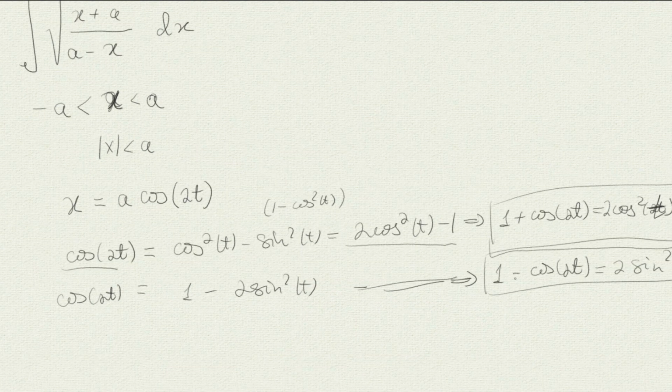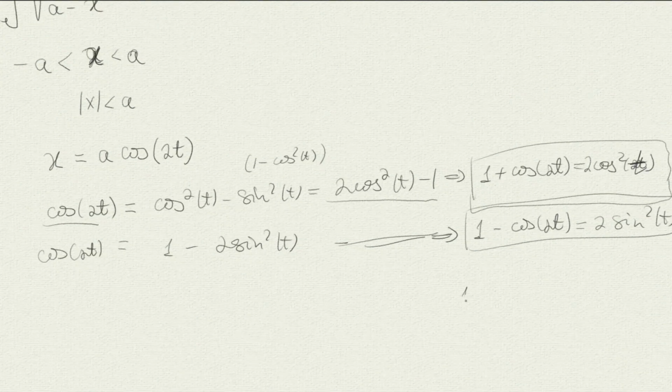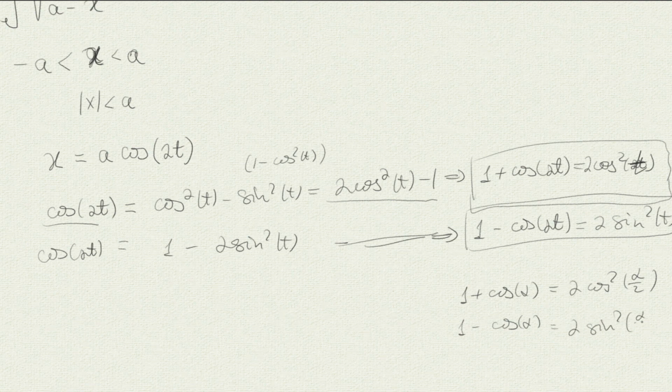And it can be written for arbitrary angle, of course. So 1 plus the cosine of alpha, we could say, is twice the cosine squared of alpha half, and the same 1 minus the cosine of alpha is twice the sine squared of alpha half. Yeah, definitely, now you remember.